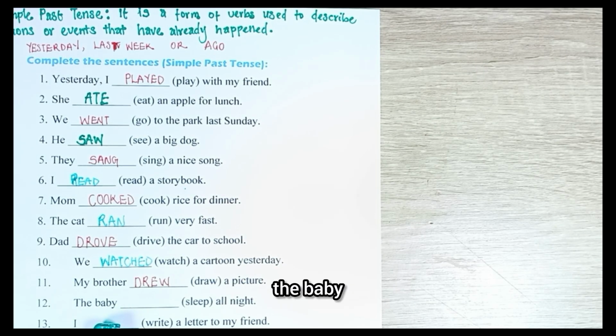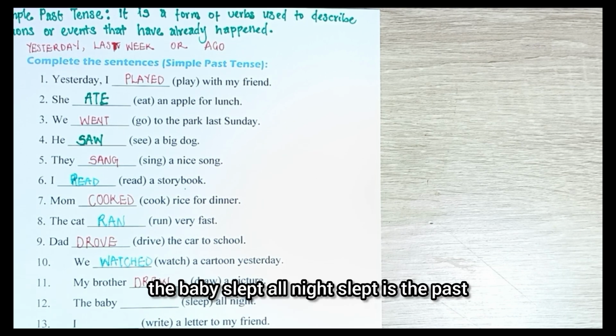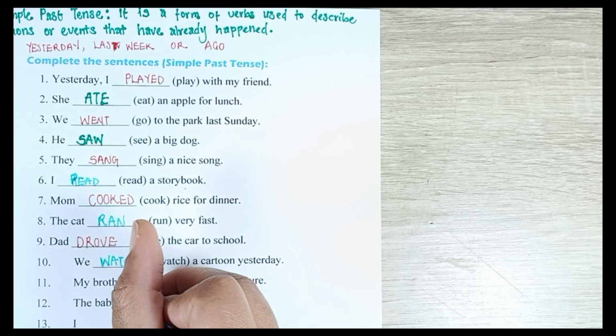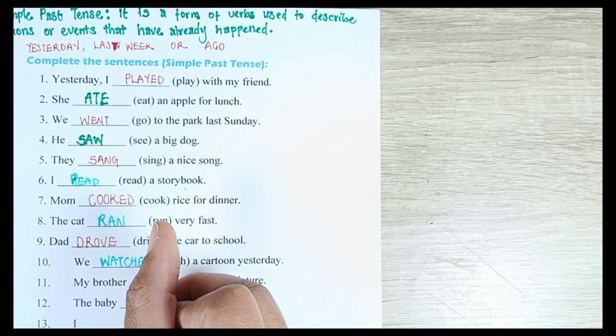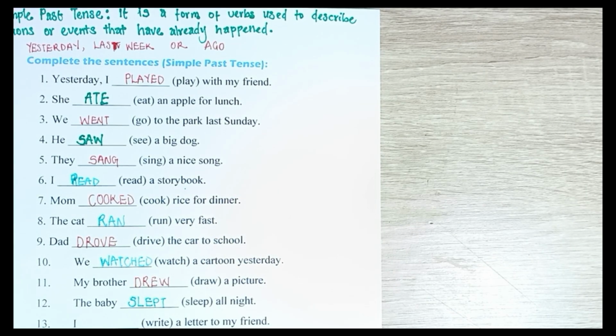The baby dash sleep all night. The baby slept all night. Slept is the past tense of sleep. So the baby slept all night.